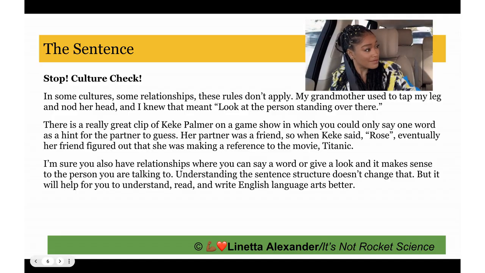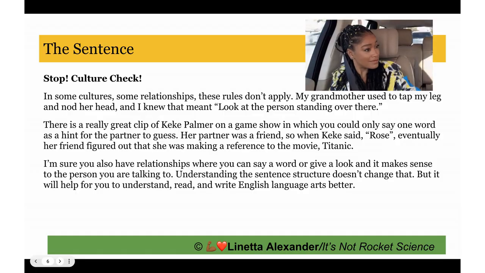Stop right here for a culture check. In some cultures, some relationships, these rules don't apply. My grandmother used to tap my leg and nod her head, and I knew that meant look at that person standing over there. There's this really great clip of Keke Palmer on a game show in which she could only say one word as a hint for the partner to guess. Her partner was a friend, so when Keke said Rose, eventually her friend figured out that she was making a reference to the movie Titanic.